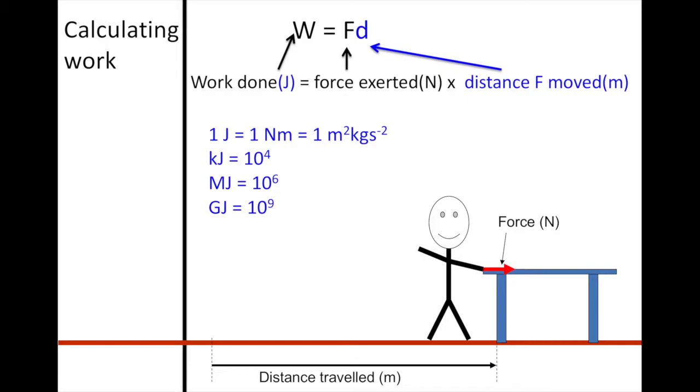So here we have a person who has pushed the table this amount of distance in meters with this amount of force. Therefore, if we just multiply these two things, we would get the amount of joules, or the amount of work that was done.